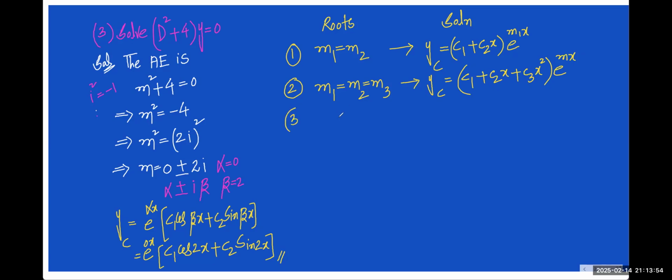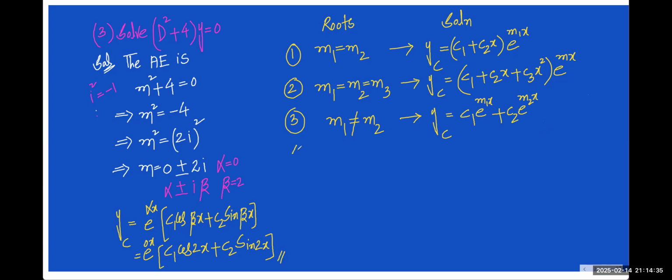Third possibility is if they are not same, m1 and m2 are not same, they are different. Then how to write YC? YC is equal to C1 e power m1x plus C2 e power m2x plus C3 e power m3x. This is the way. Sorry, M3 is not there, up to M2 only.